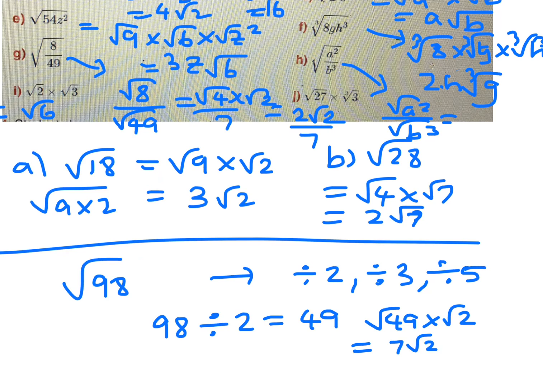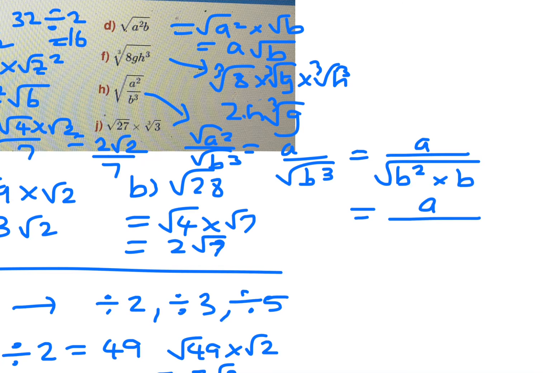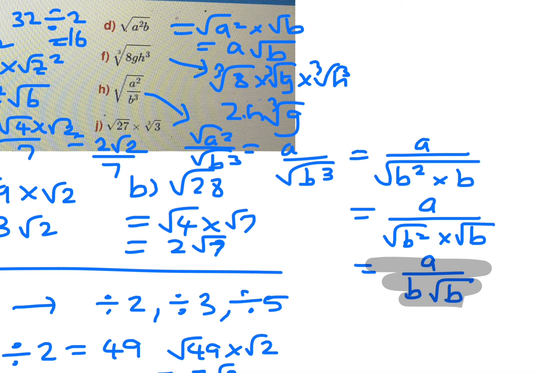Okay, now that is an interesting one, because the square root of a squared is just a. But what's the square root of b cubed? Is there actually a square number in that one? If you think about it, it's b squared times b. So that's the square root of b squared times the square root of b. You can split that up. The square root of b squared is b, and the square root of b stays as the square root of b. So there is a square number that you can pull out the front for that one.